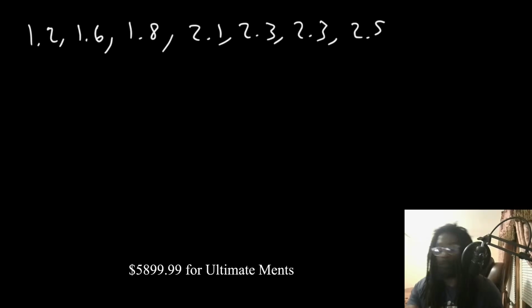Because sometimes you could have decimal values. For instance, let's say if we have 1.2, 1.6, 1.8, 2.1, 2.3, 2.3, and 2.5.